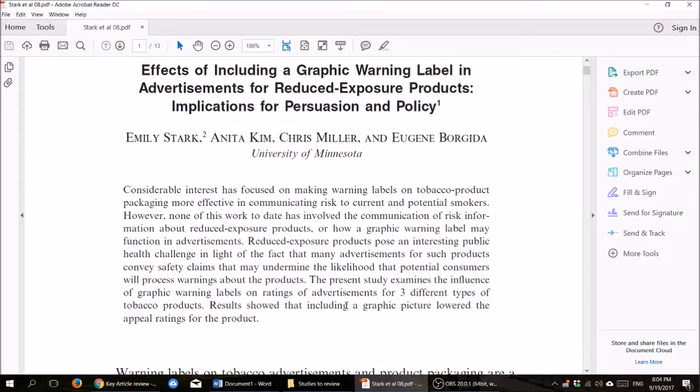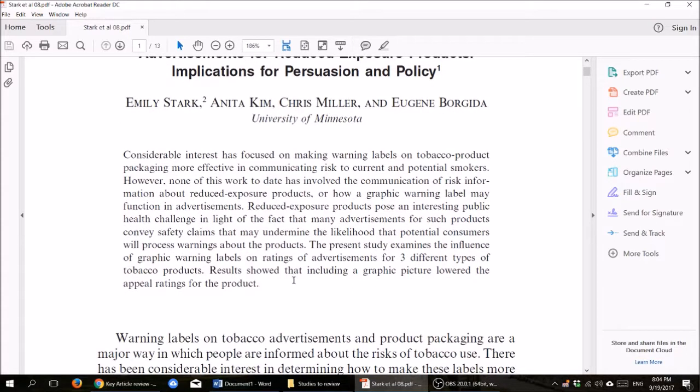So obviously they manipulated something to cause the ratings to go down, right? So that again implies a cause and effect. So this should be an experiment. Of course, if you want to make sure, you need to go to the method to be sure.